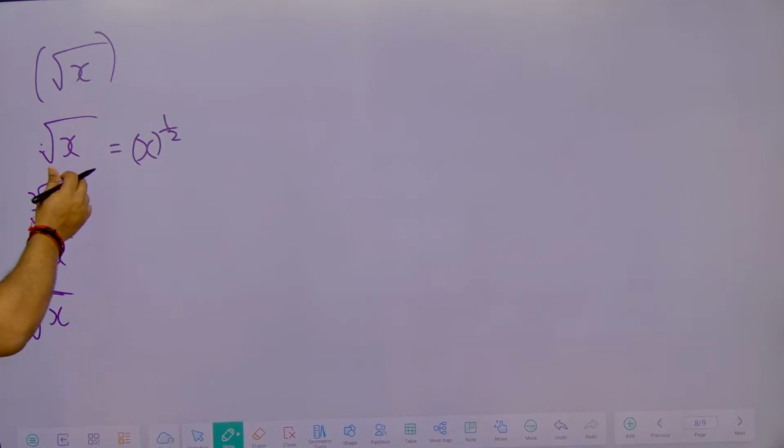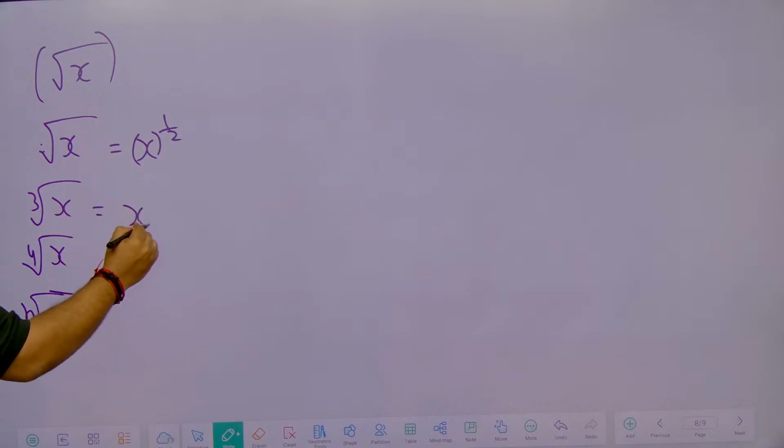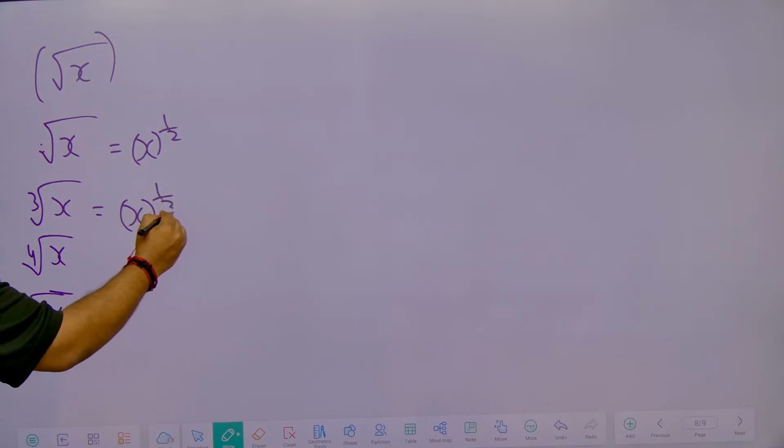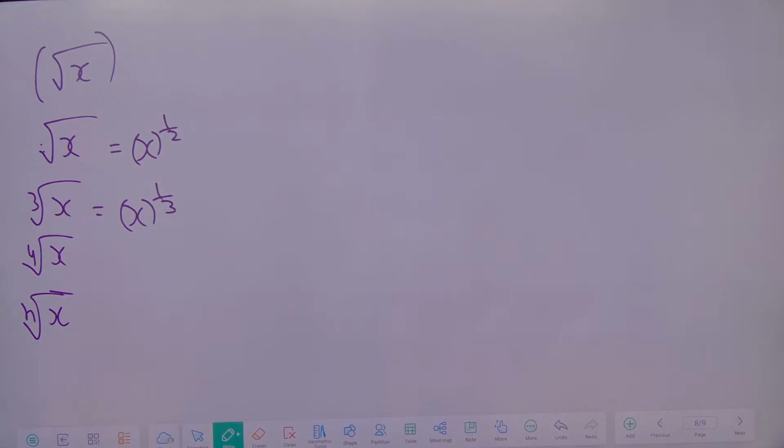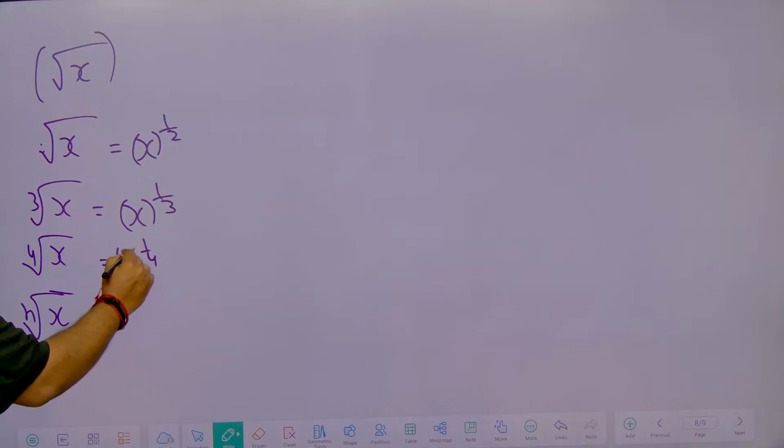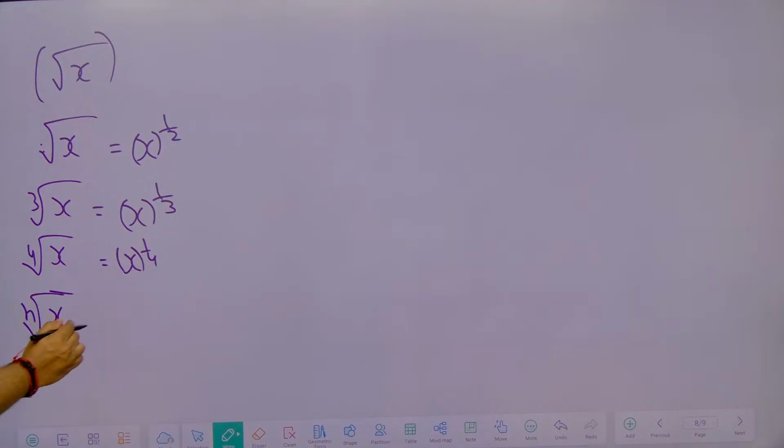Right? X to the power of 1 by 2. So cube root of x can be written as x to the power of 1 by 3. Fourth root of x I can write as x to the power of 1 by 4. Similarly, nth root of x I can write as x to the power of 1 by n. Clear, no?